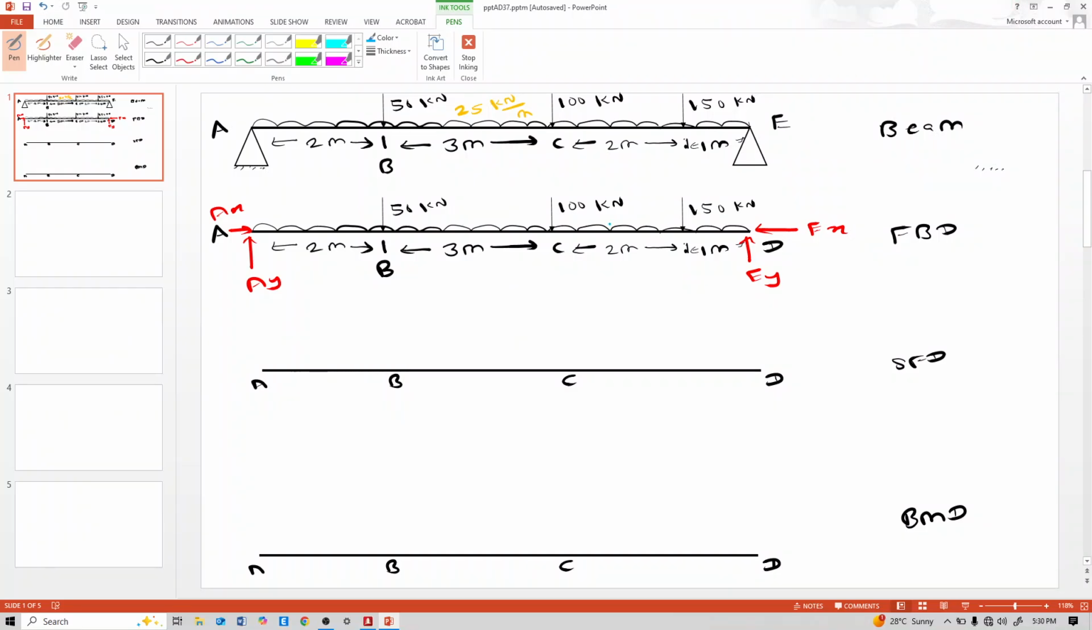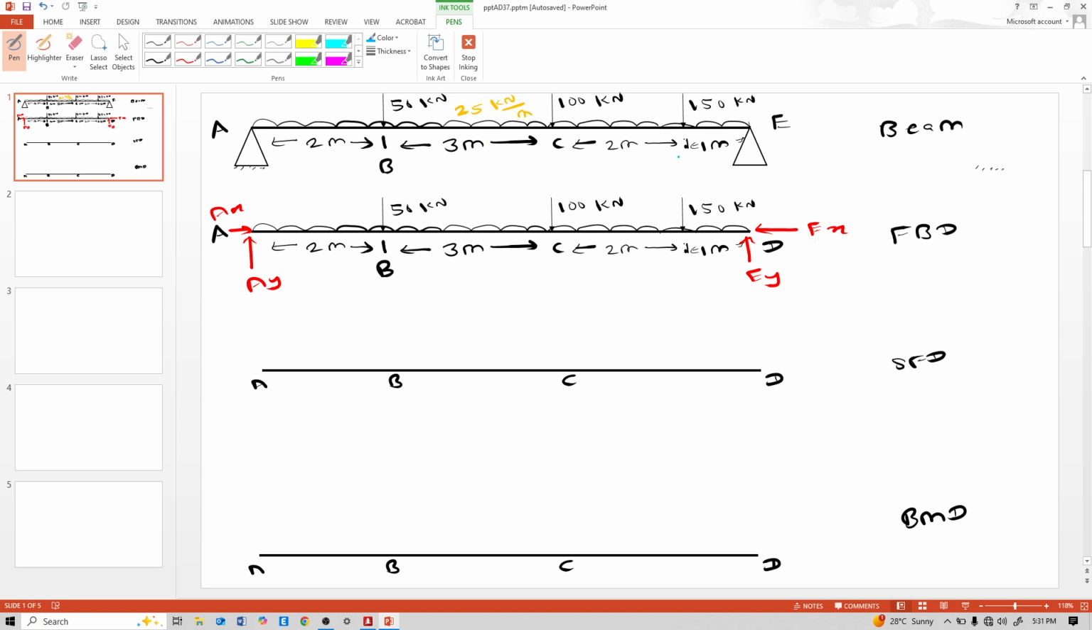Hello, we will calculate the shear force diagram and bending moment diagram of this simply supported beam. Total span is 2 plus 3 plus 2 plus 1, that is 8 meter span. At a distance of 2 meter from A, a 50 kilonewton point load acts, and at point C, a 100 kilonewton load acts, at a distance of 5 meter from point A.